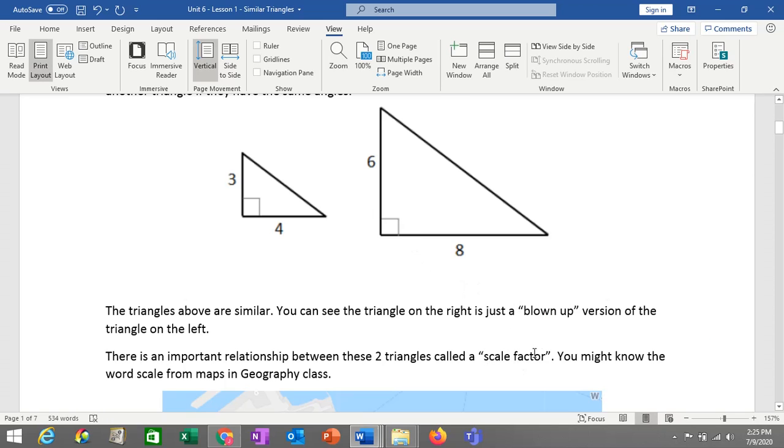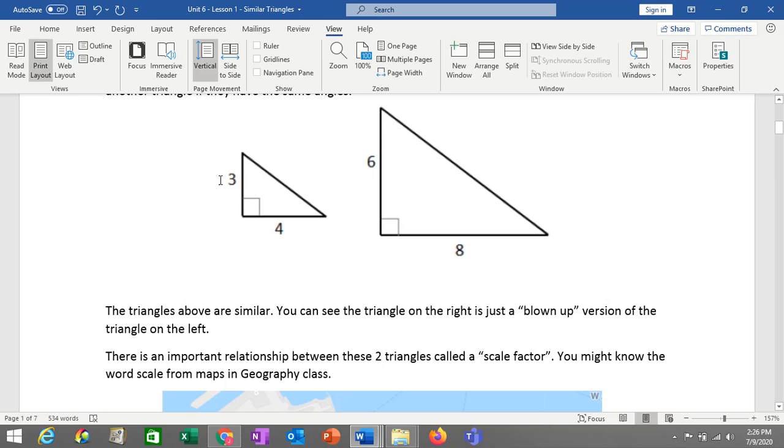So scale factor is just talking about, say, zooming in or zooming out on a camera, or blowing something up so it looks bigger. That typically uses scale factor. So if you zoom in on a picture, it doesn't typically stretch a person's face or squish a person's face or something like that. Their face keeps the same proportions, and that's what happens when you have similar triangles. So these triangles both have the same proportions.